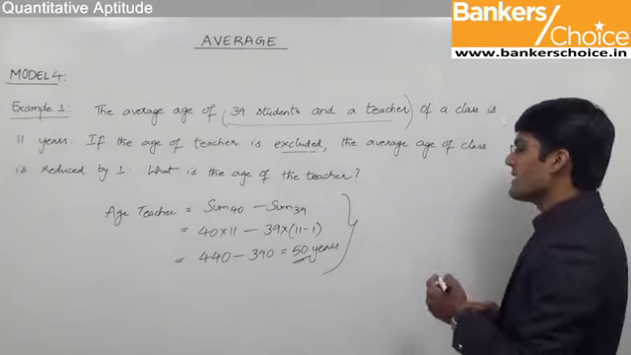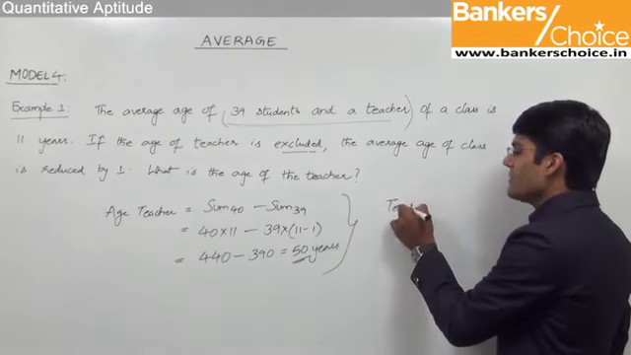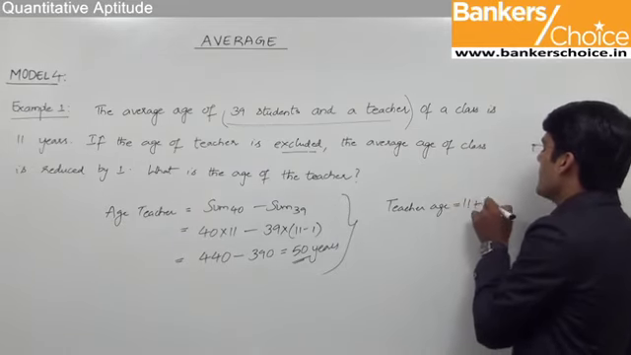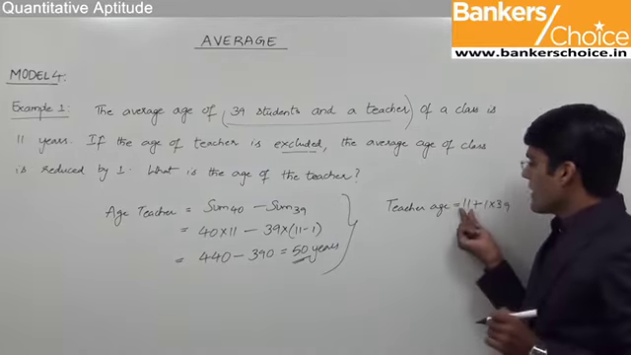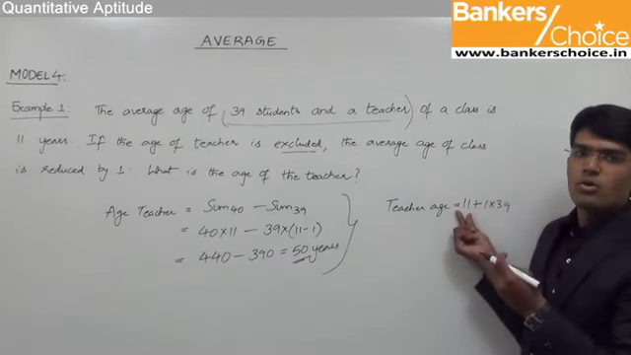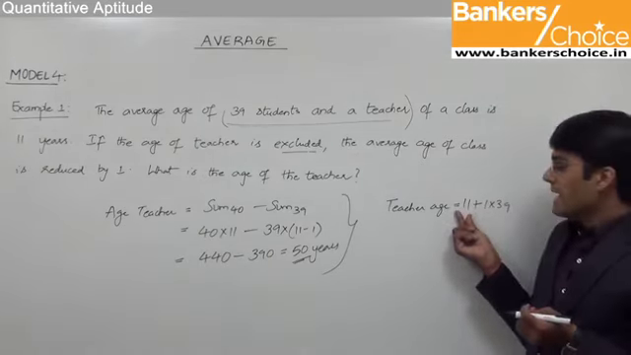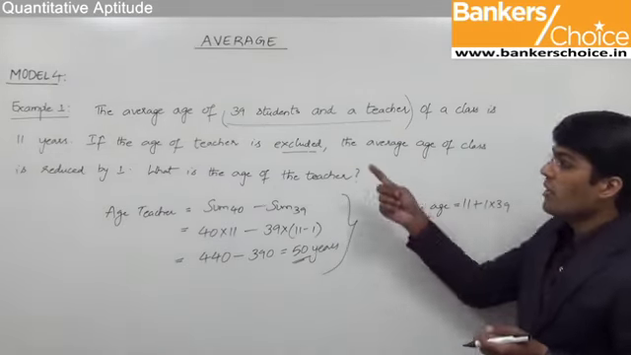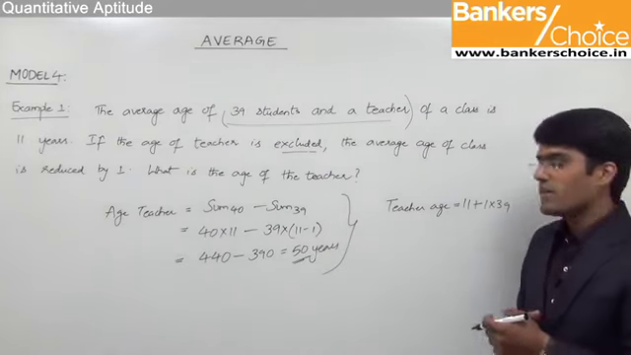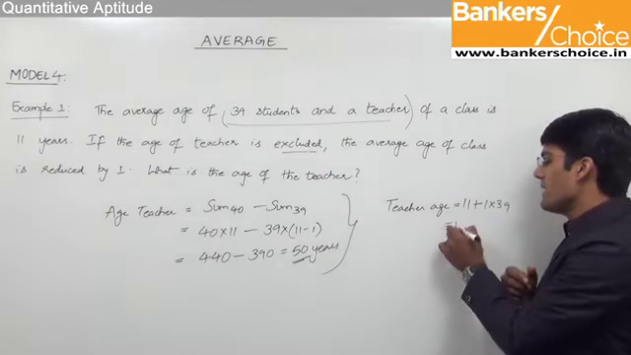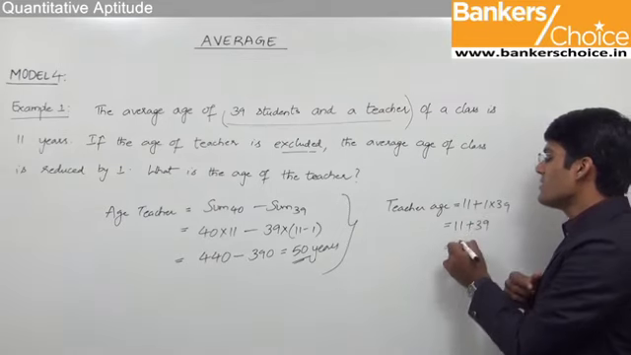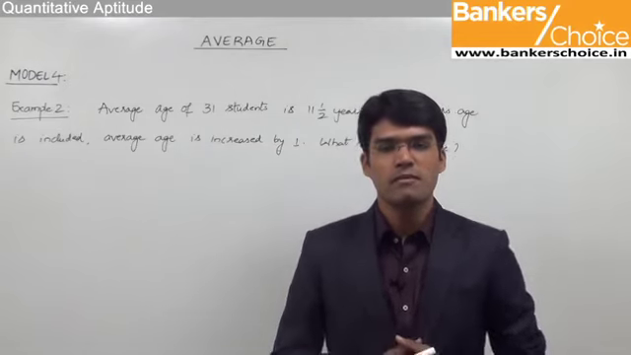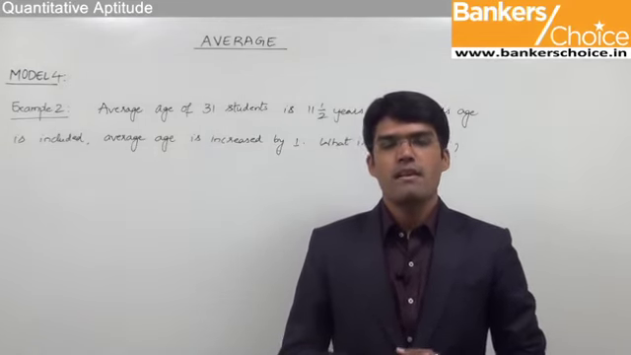So very clearly we can understand that the age of the teacher can be taken as 11 plus 1 into 39. Because when the teacher left the group, she came out with 11 years of her age, and at the same time she has taken 1 year from all the 39 students, because the average has reduced by 1. So the total age of the teacher should be 11 plus 39, which is equal to 50 years.